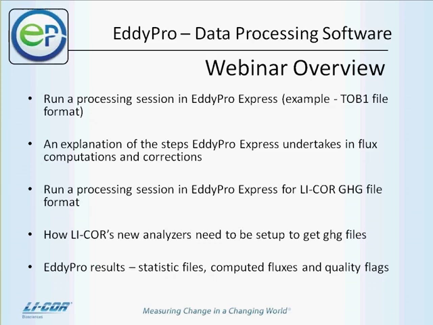in EddyPro. We will demonstrate this by running a processing session with a data set that has raw files in the LI-COR GHG format. We will also describe how you can set up your instrument so that you can collect data in the GHG format. Before we finish, we will take a look at the results of outputs from an EddyPro run. We'll discuss what those files include and what quality flags and fluxes we get, and also what the meaning of the quality flags are. So these are the items that we intend to cover in this webinar.